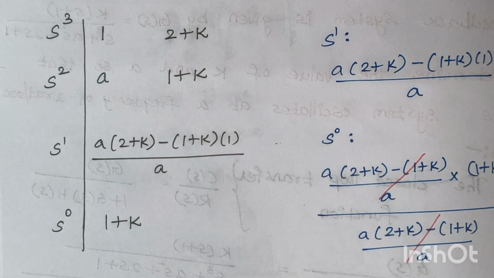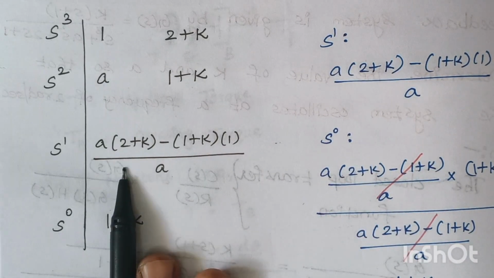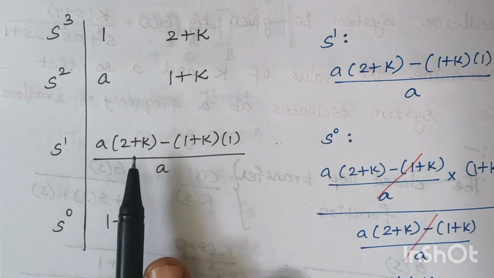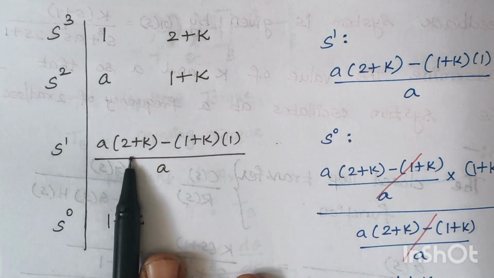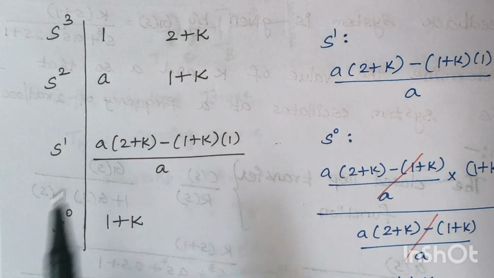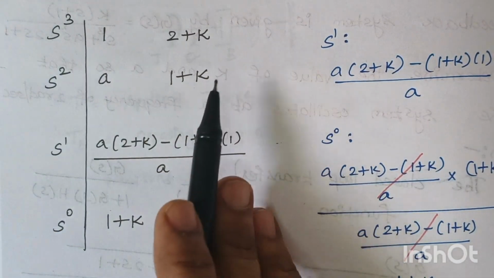So we have to find the auxiliary equation and solve for the roots, right? Here you see, we are considering this s to the power 1 as the row of zeros. When I consider s to the power 1 as the row of zeros, what is its auxiliary equation? Its auxiliary equation is the row before the row of zeros. So this term forms your auxiliary equation, right?